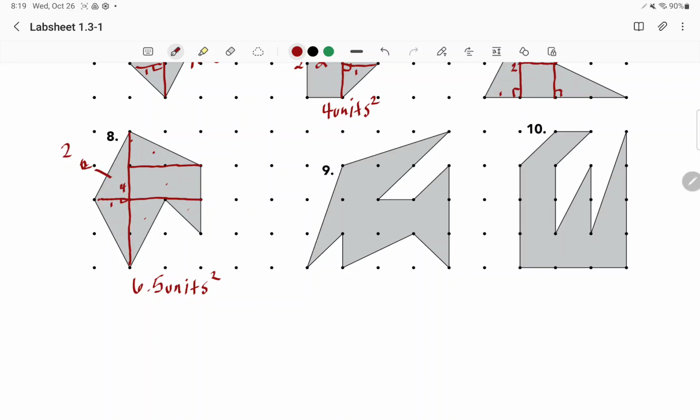9 and 10 is where it gets really interesting. Again, there are several different ways, but let's take a different twist here. Let's look at it in the opposite way of what we've been doing. So first of all, let's go ahead and make this rectangle around it.